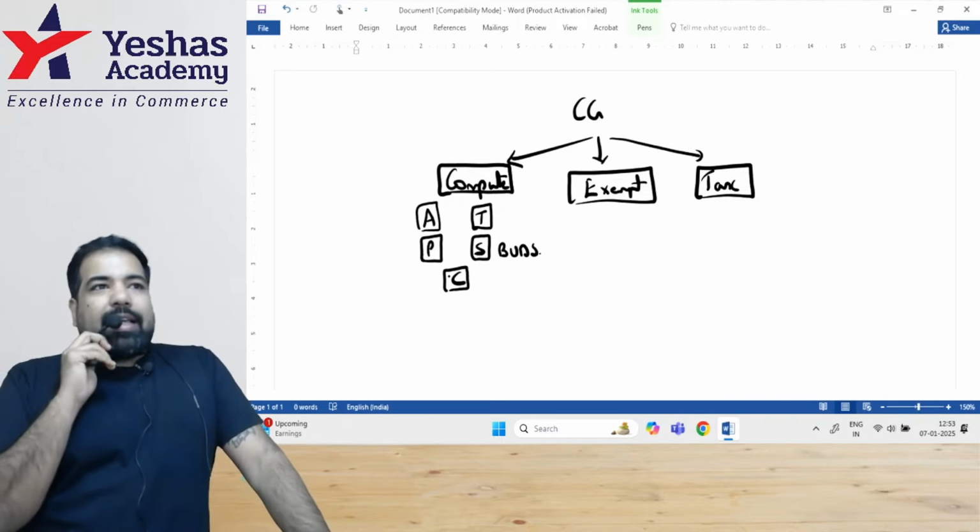And guys, in case of intangible assets like patent, brand name, trademark, etc., what is the cost? Always 0, unless I purchase an asset, guys, unless I purchase an asset.